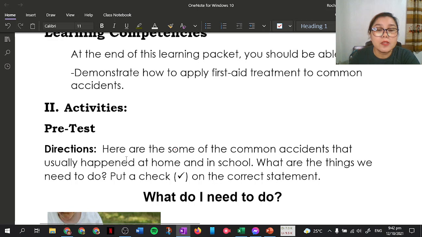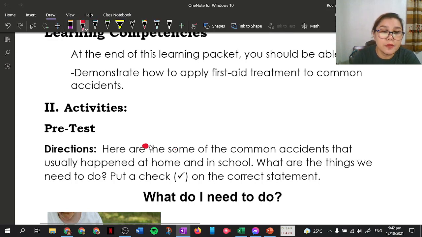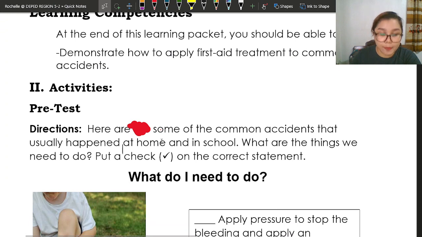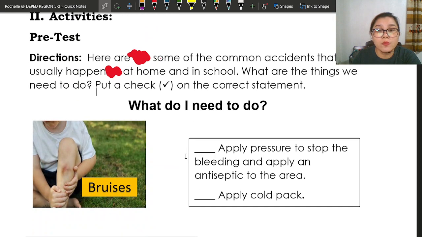Here are some of the common accidents that usually happen at home and in school. What are the things which we need to do? So, ano mga dapat pang gawin if ever we encounter these accidents? Put a check on the correct statement. So, there is a common question, what do I need to do?